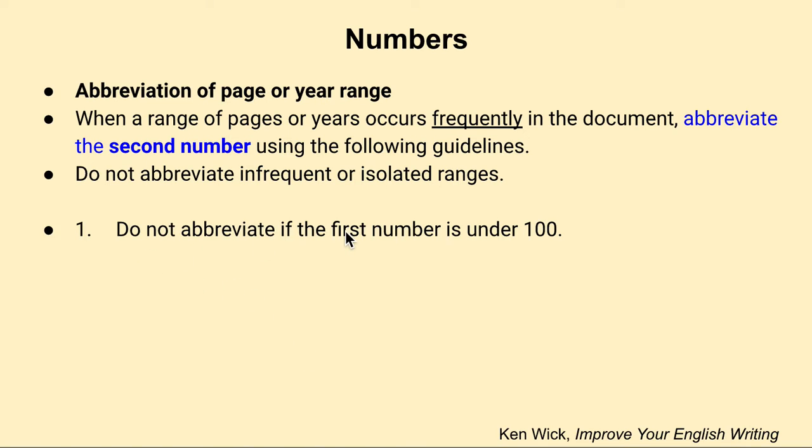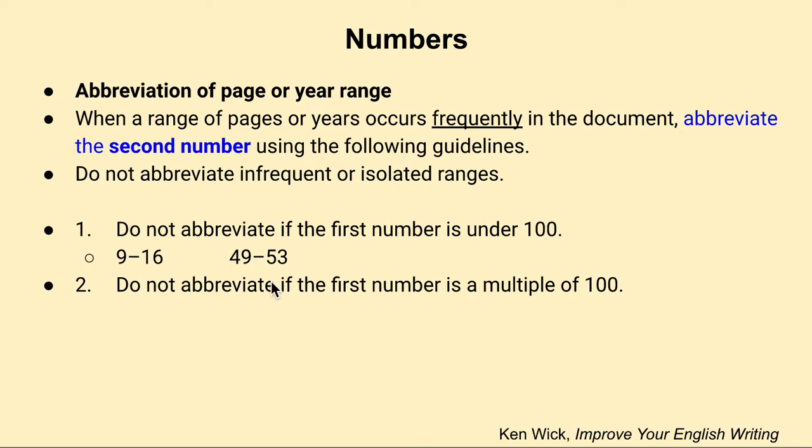Remember, we're always talking about abbreviating the second number. You only ever abbreviate the second number. You do not abbreviate the second number if the first number is under 100. So some examples, like 9 through 16, 49 through 53, there's no abbreviation. You do not abbreviate the second number if the first number is a multiple of 100, like 100 through 107, 1200 through 1217.